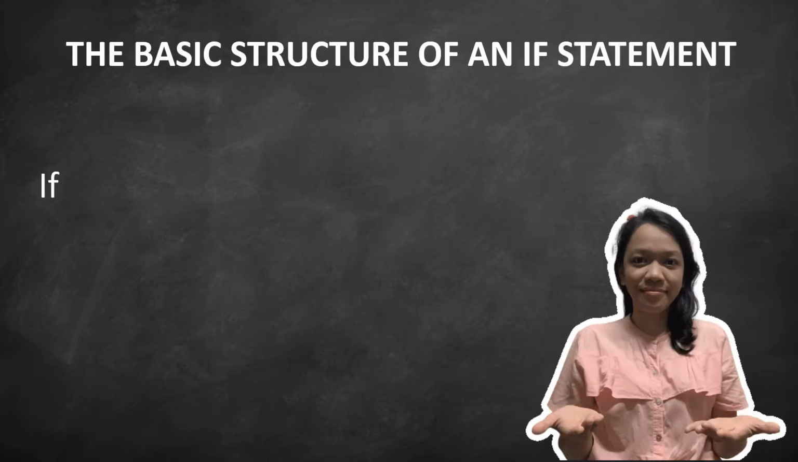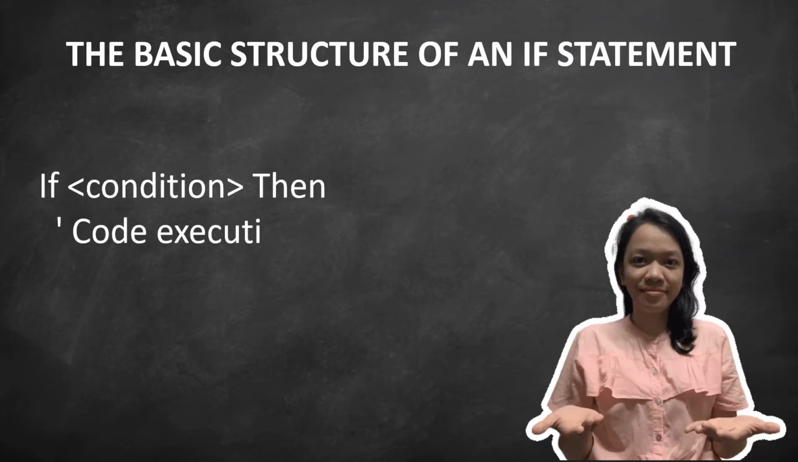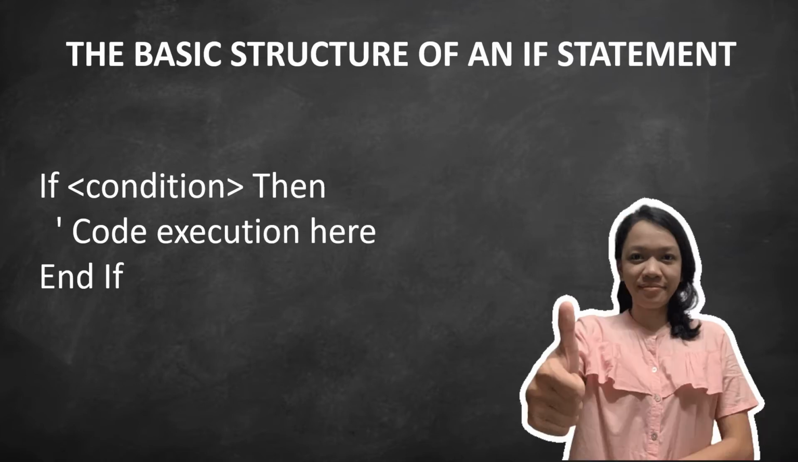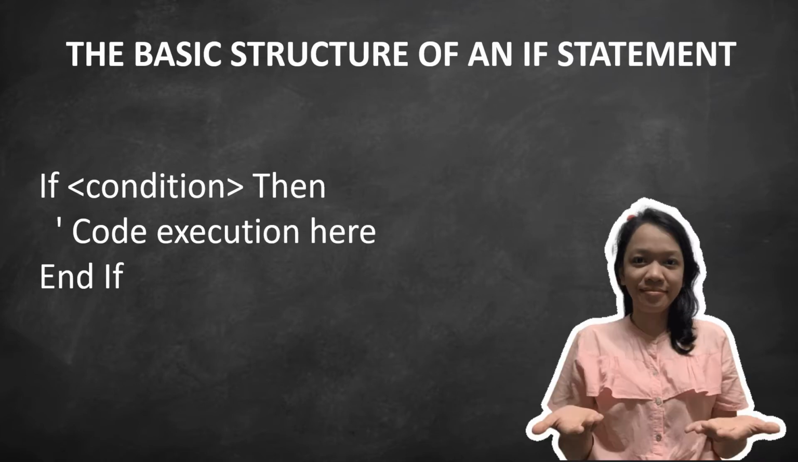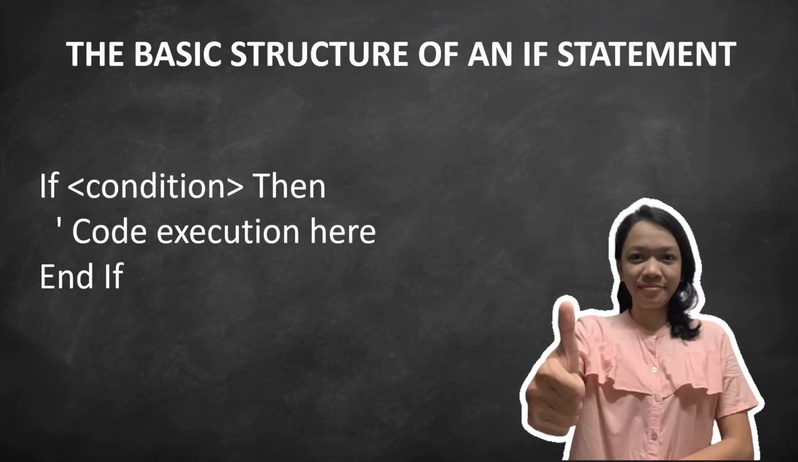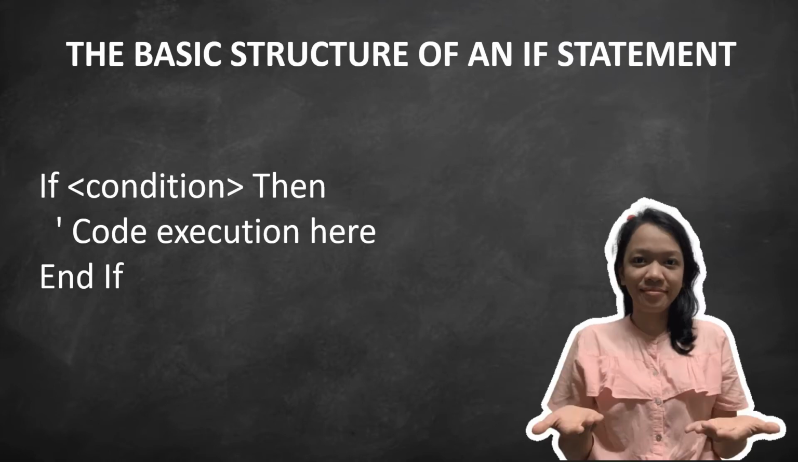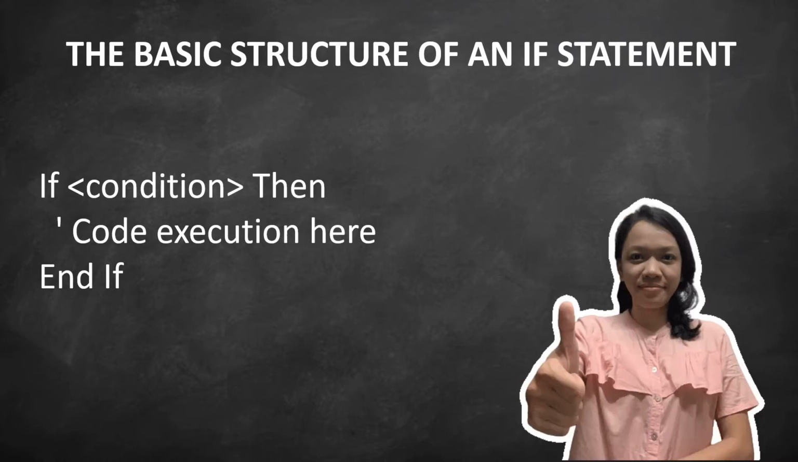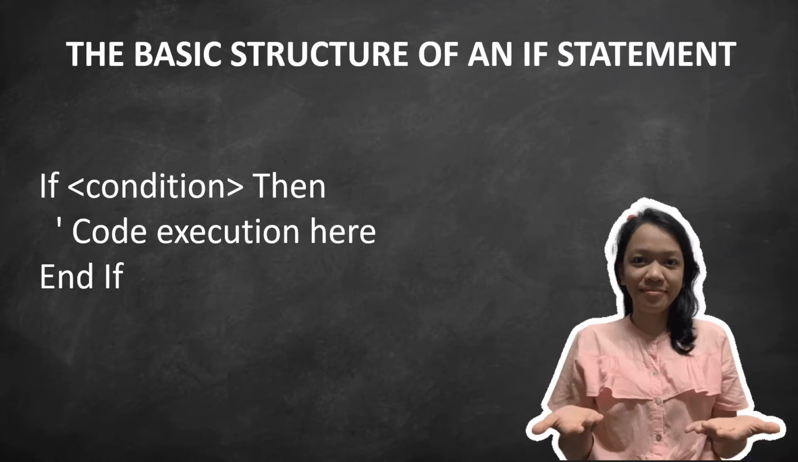The basic structure of an if statement is this: If, condition, then code execution here, and End If. This is the basic if statement without any additional else condition. We will discuss else later on. The if condition is evaluated, and if the condition evaluates to true, then the code within the statement executes. The End If statement tells the compiler where the if statement ends.